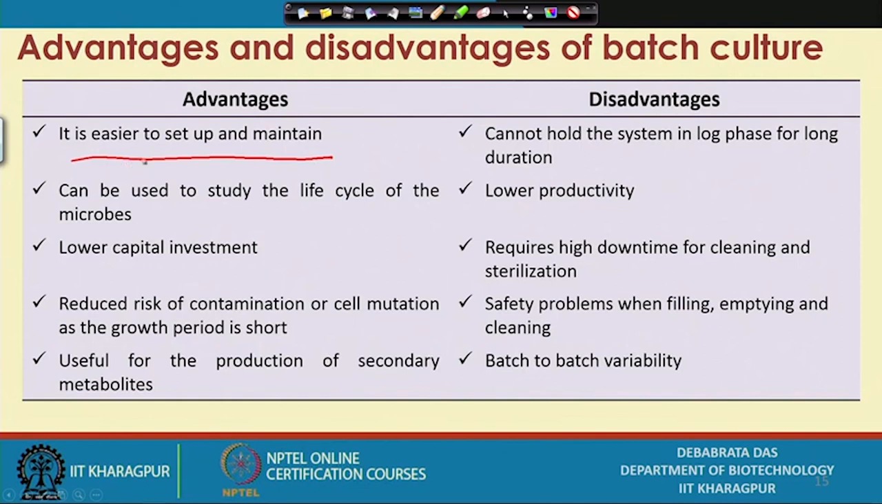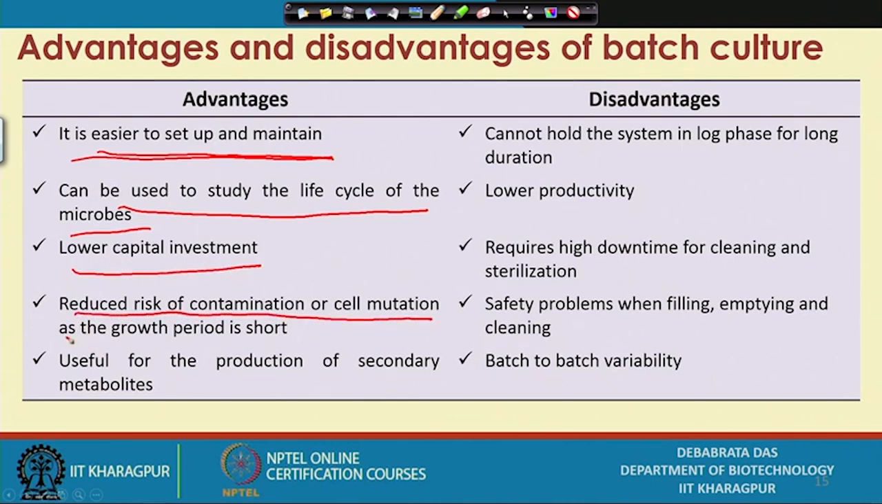So the beauty of the batch process is that it is easy to set up and maintain, and it can be used to study the life cycle of the cell, which is very important for handling cells. It has lower capital investment, reduces the risk of contamination or cell mutation as the growth period is short, and is useful for the production of secondary metabolites.